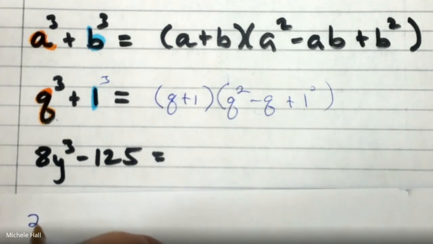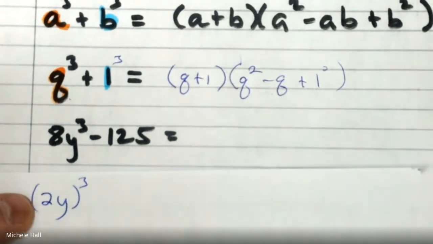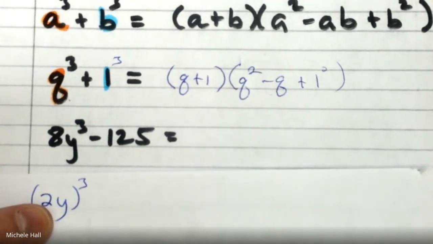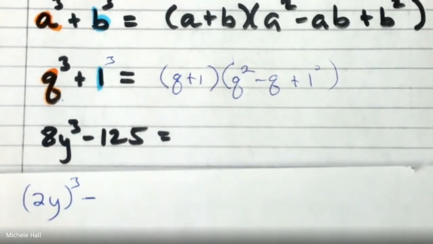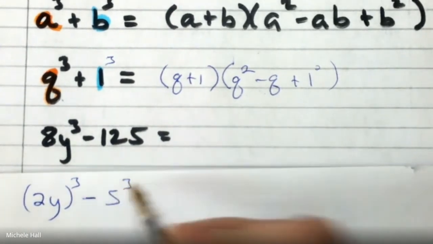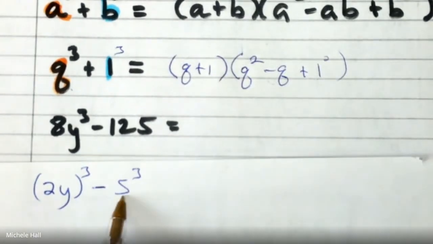So I'm going to go like this. 2 cubed is still 8, and it still says y to the third power. So this is really my a term now. 2y is the a term in my formula. And then minus, what's 125 as a cube? 5 cubed. So in the formula, 2y is my a, and 5 is my b, just the 5.